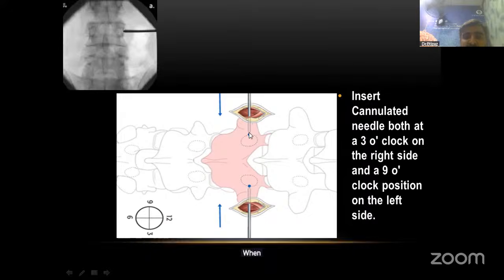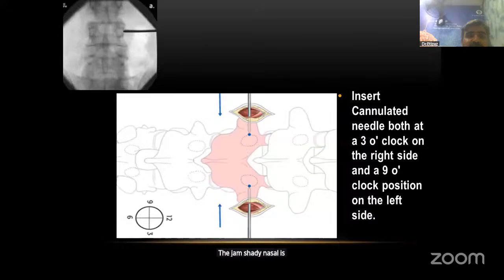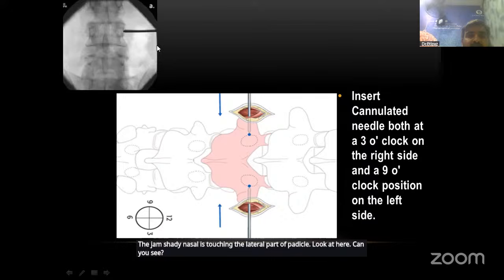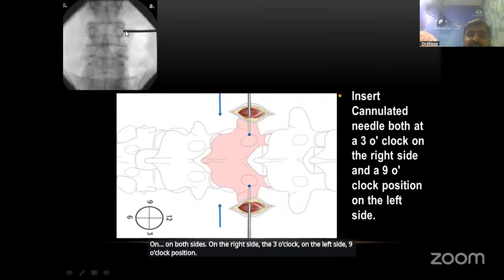When you are passing it, take the image. In the superior side of this slide, you can see the X-ray over there. The Jamshidi needle is touching the lateral part of the pedicle. Look here, can you see? Is it visualized to you people? Yes, sir. Bilaterally, on both sides. On the right side, the 3 o'clock position, on the left side, the 9 o'clock position. The lateral end is there.